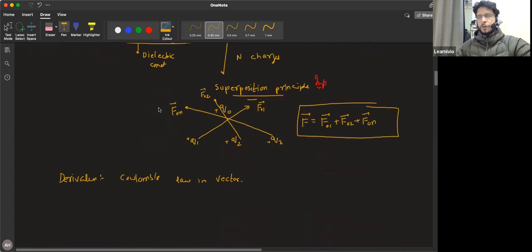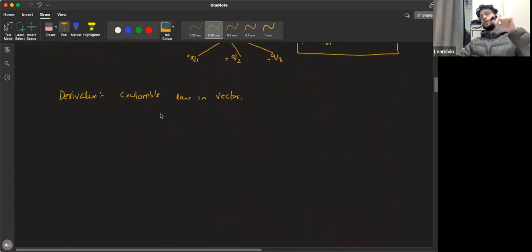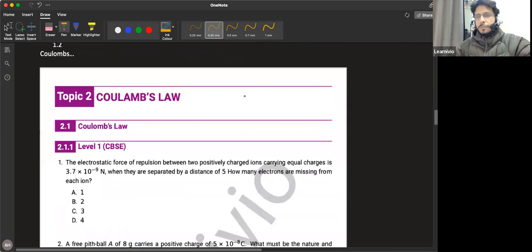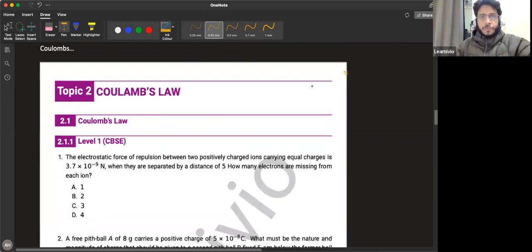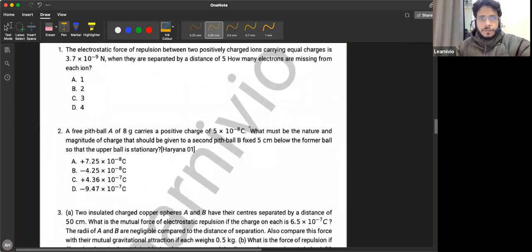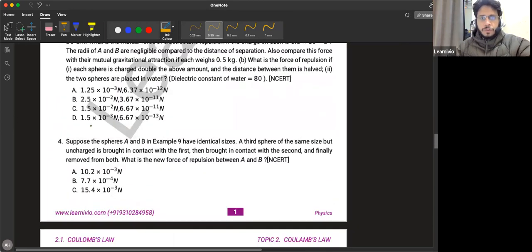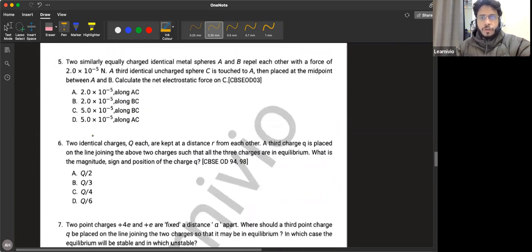Remember, to solve numericals of Coulomb's law, you should know vectors. This is important. You cannot solve numericals of Coulomb's law if you don't know vectors. So vectors are important. Let's move on to the assignment. These assignments are already in your student account. I'm taking important questions. Just solve those important questions, because last time you couldn't solve all of them.